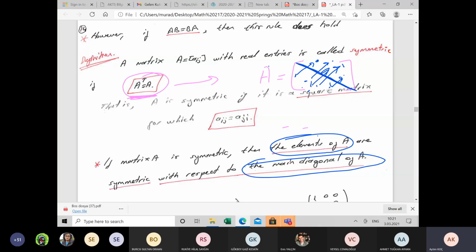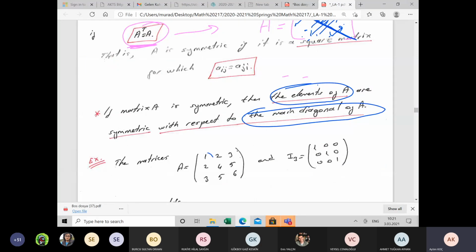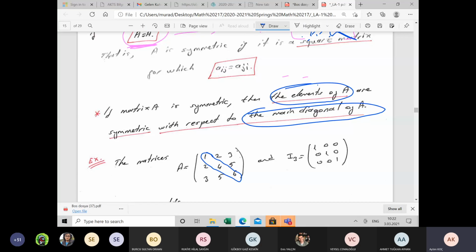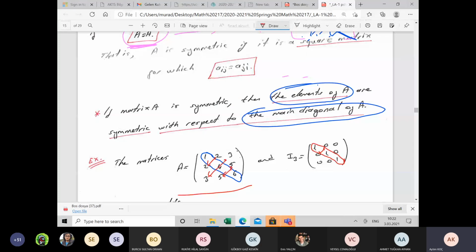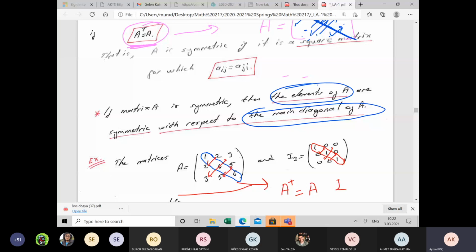So let's give an example. Look at the A matrix. Look at the main diagonal. It's okay? So is this one symmetric or not? Yes. 2, 2, 3, 3, 5, 5. This one is a symmetric matrix. Look at this one. Identity matrix is symmetric. Yes, 0, 0, 0, 0, 0, 0. What is the reason? Look at this one: transpose of A is equal to A. Identity matrix, take the transpose, gives the identity matrix. It's okay?